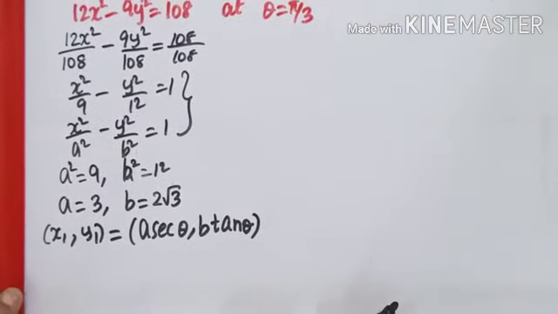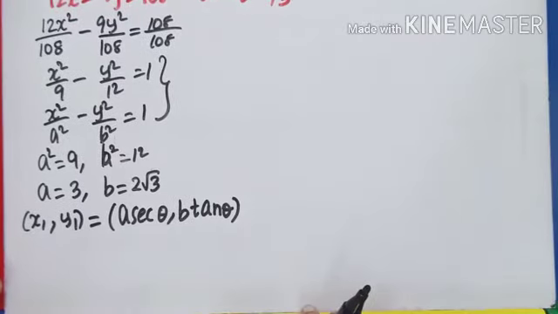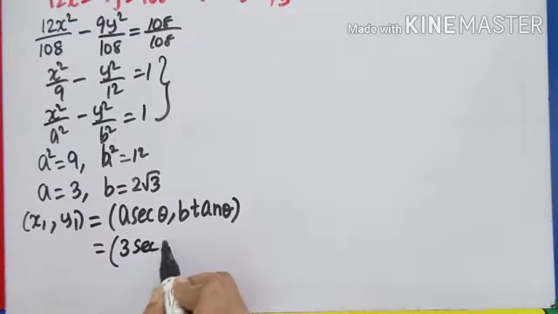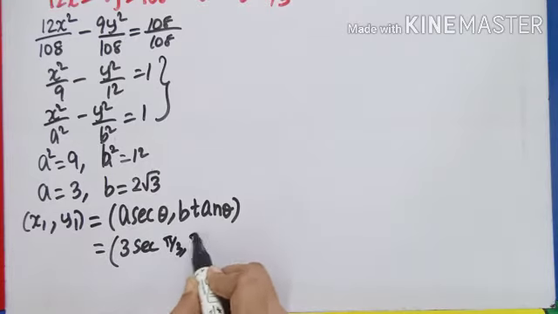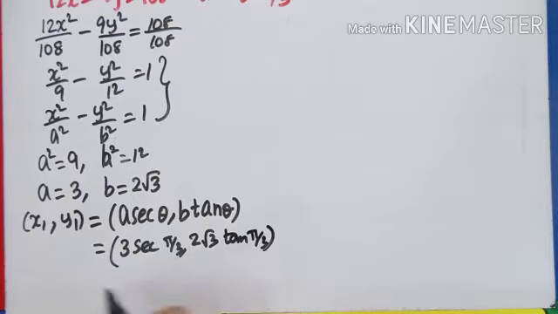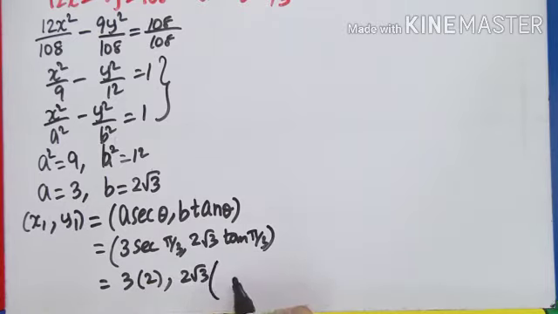Theta is pi by 3. So let us substitute. A value 3 secant pi by 3, b value 2 root 3 tan pi by 3. And we know secant pi by 3 is 2, cos 60 is half, secant 60 is 2. 2 root 3 into tan pi by 3 is root 3. Simplifying, we get 6 comma 6.